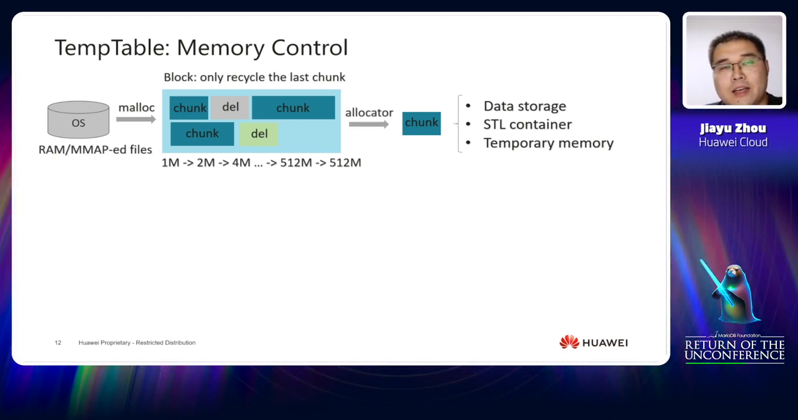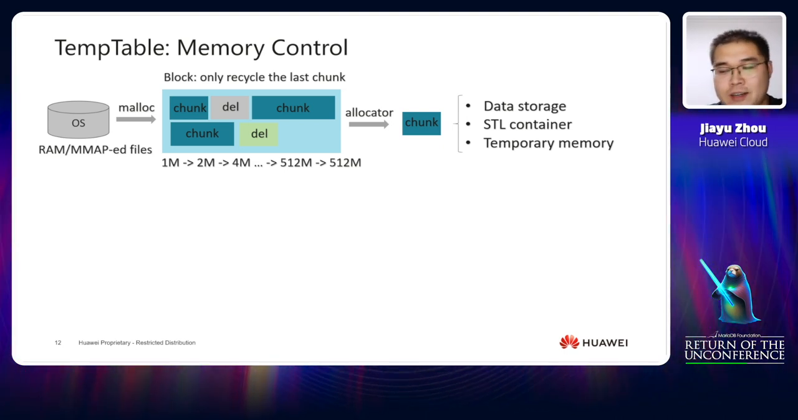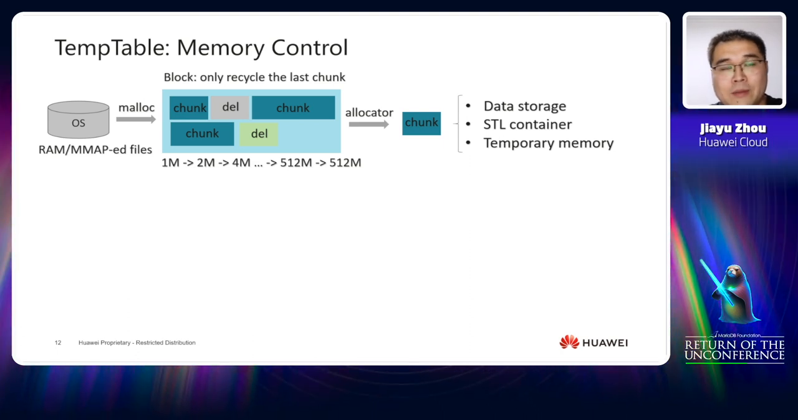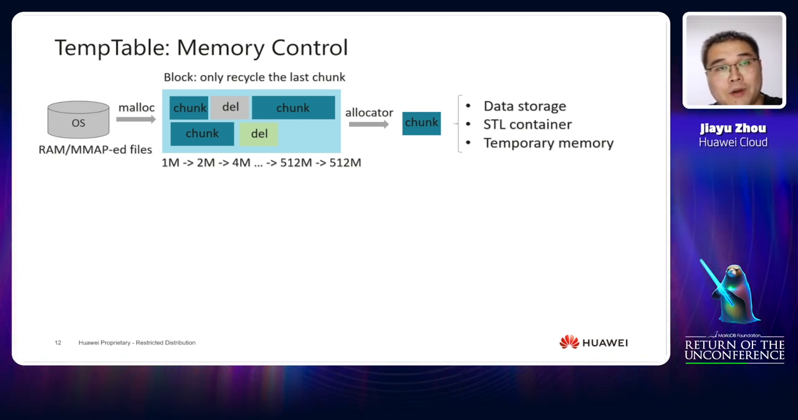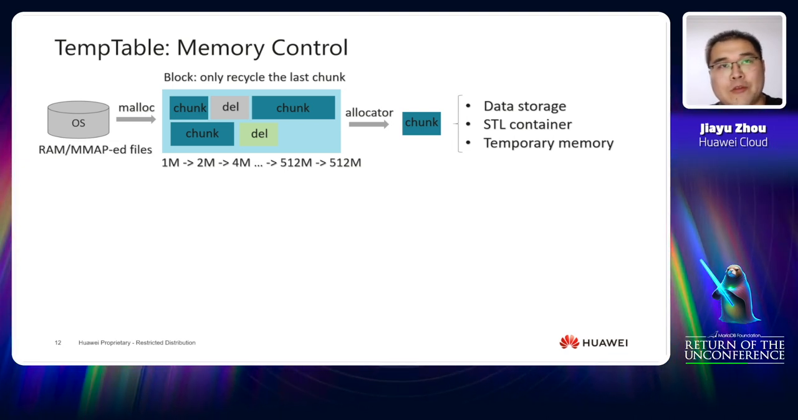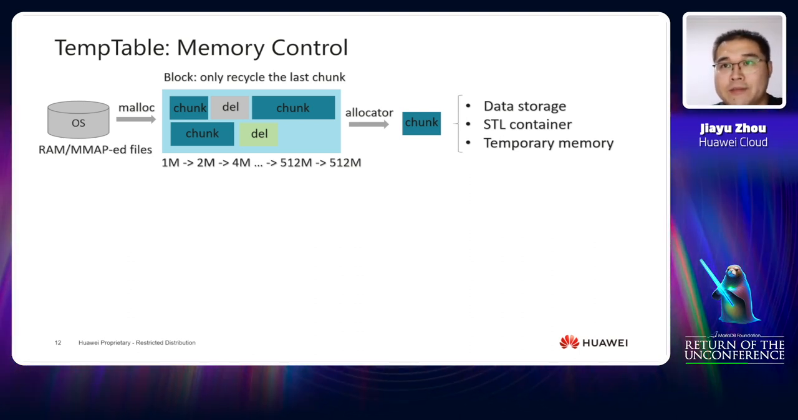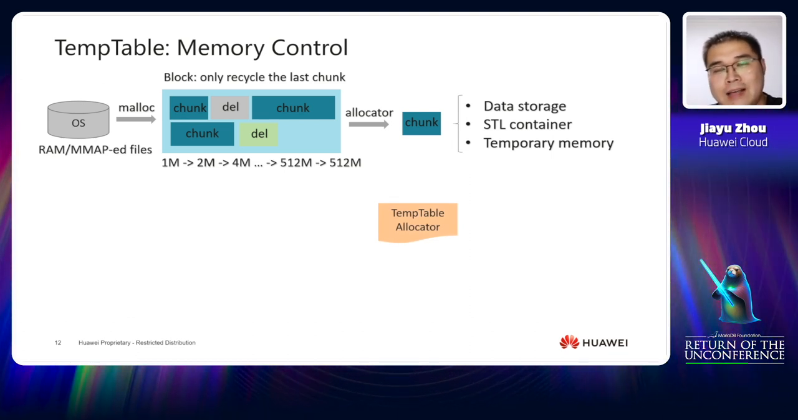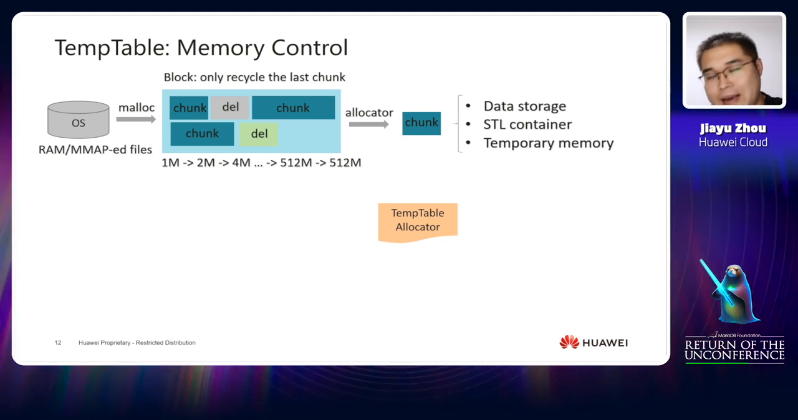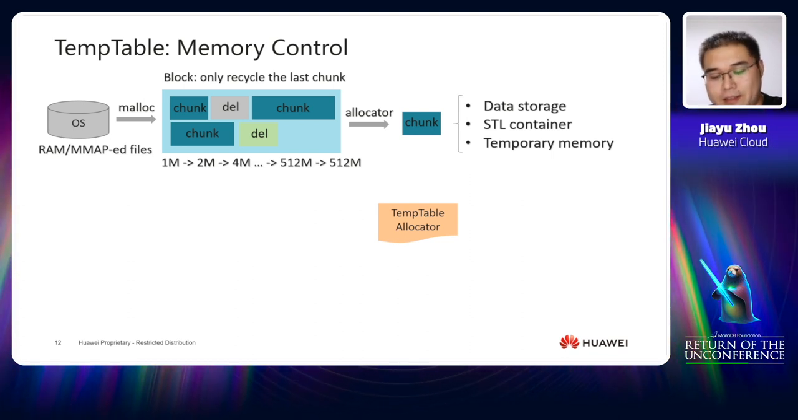And if we release a chunk, it will be marked as deleted in the block. If the deleted chunk is the last chunk in the block, we can reuse it. But if it's in the middle, timetable will never reuse it. And timetable implements an STL style allocator.